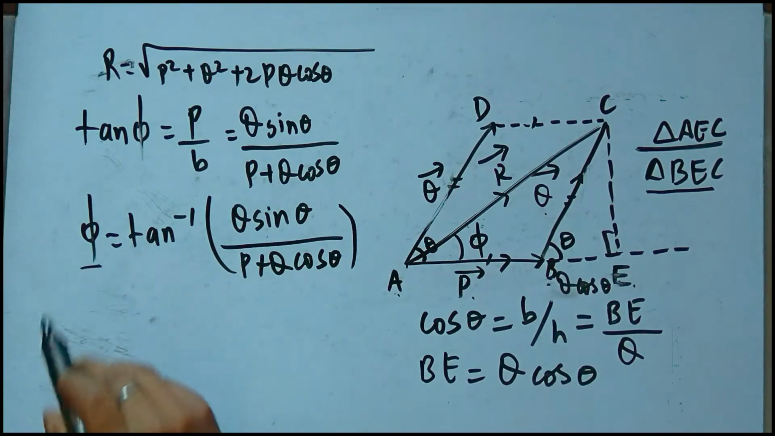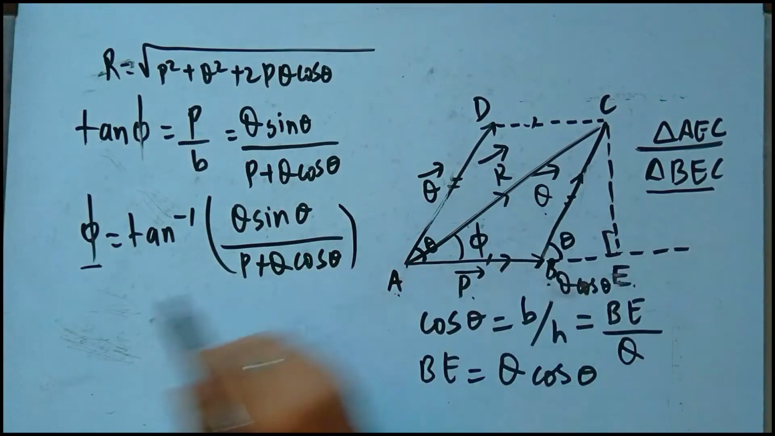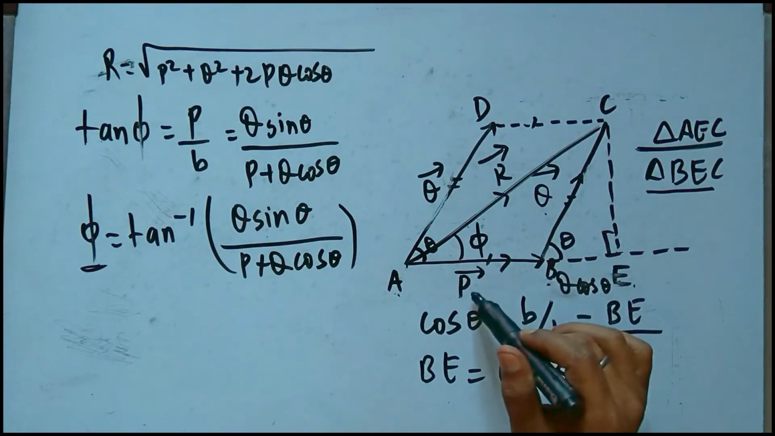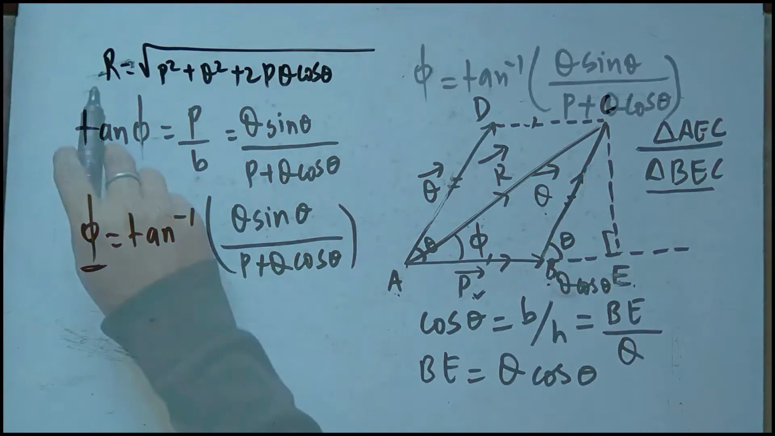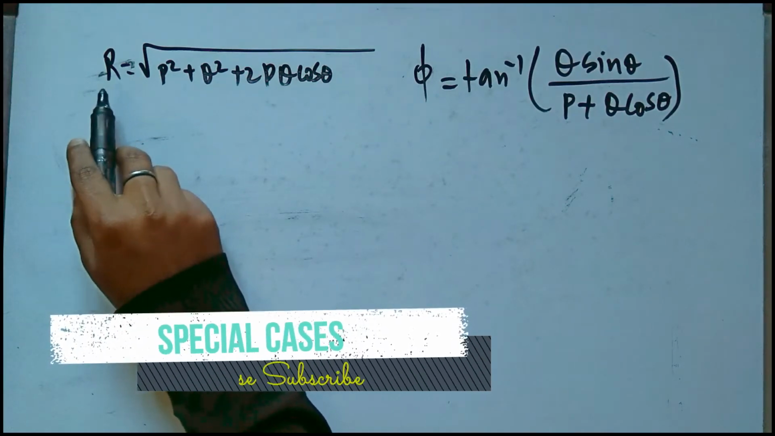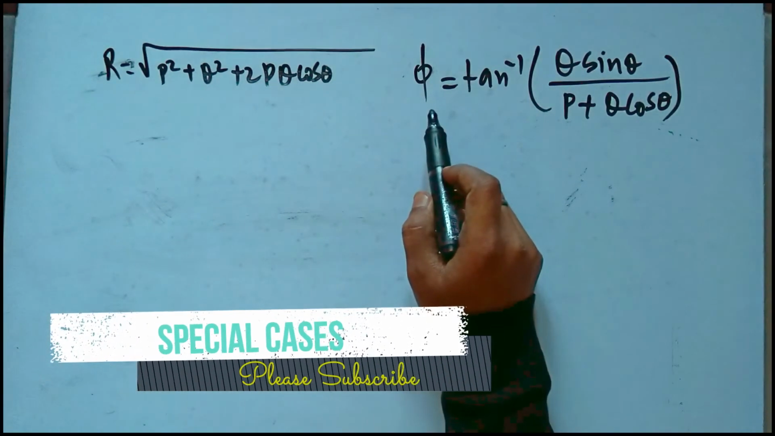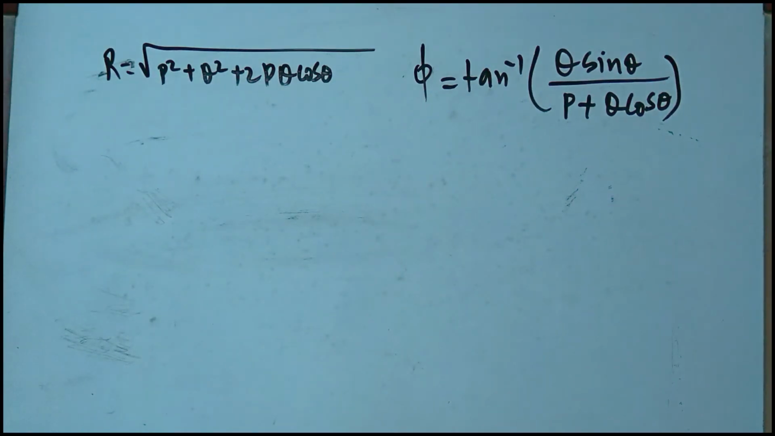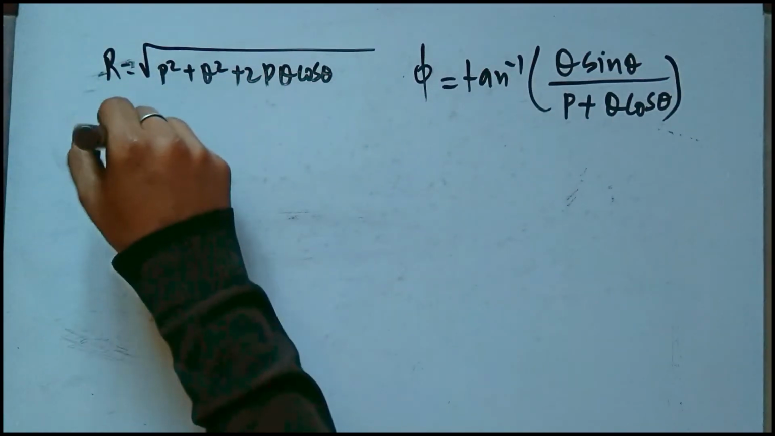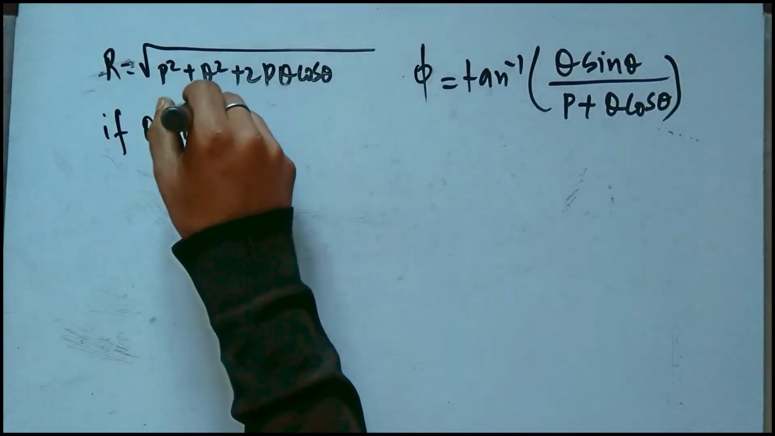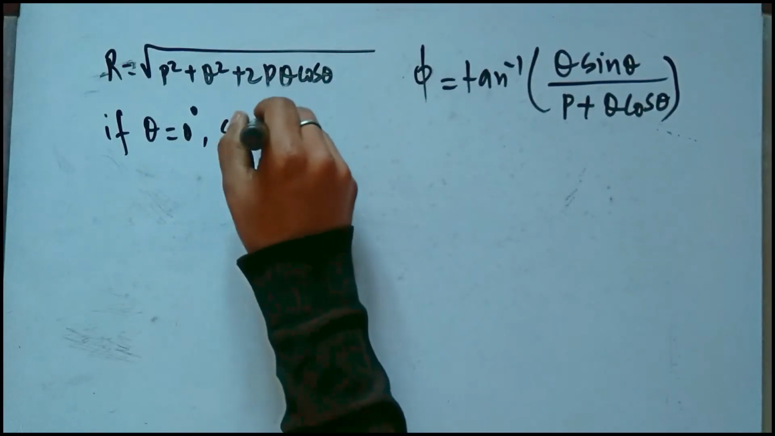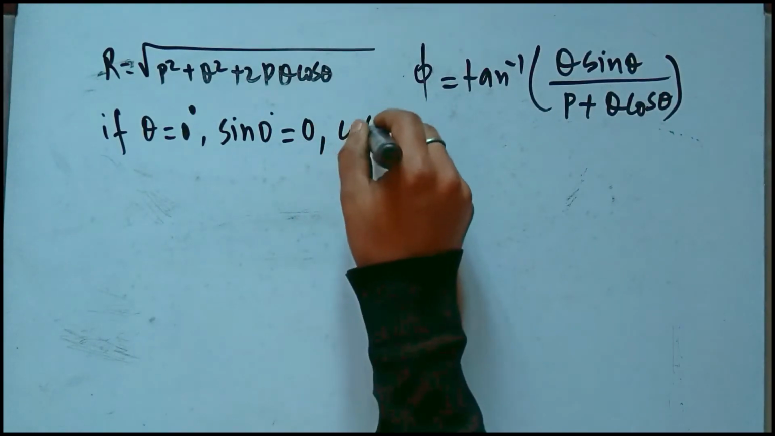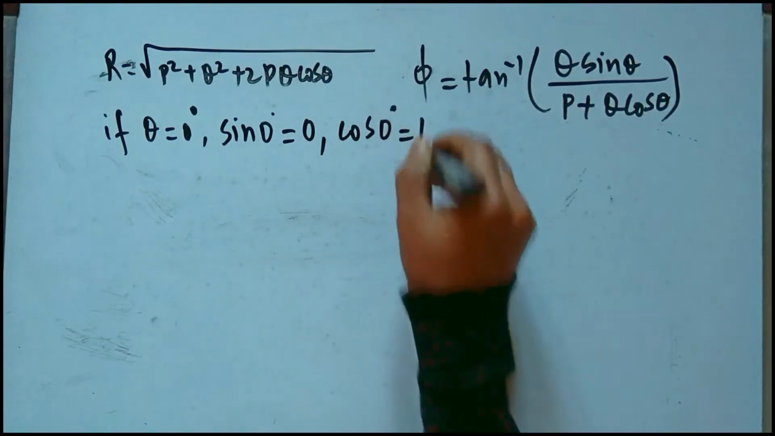So this angle is the angle made by resultant with this vector. Now we know R is the magnitude of the resultant and phi is the angle made by resultant with vector P. Now we will see some cases. If theta is equal to 0 degree, then sine 0 degree is equal to 0 and cos 0 degree is equal to 1.